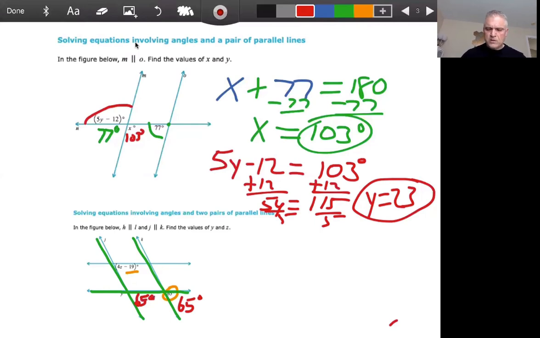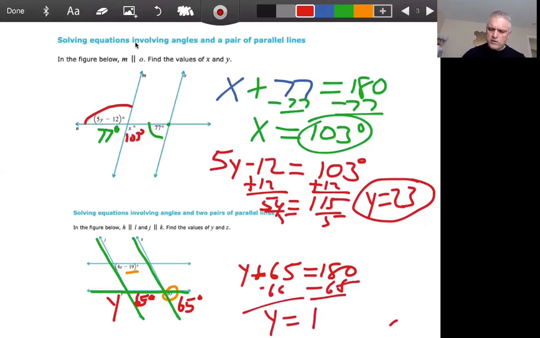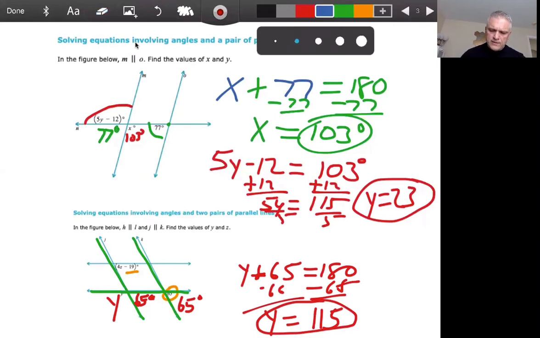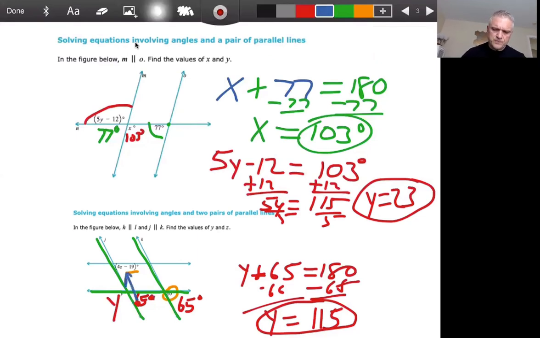Now that I know that's 65 and that this is y, these are a linear pair. So I know that y plus 65 equals 180. Awesome. I'm going to subtract 65, subtract 65. Y is equal to 115. And then finally, now that I've got this position as a 65 already, I'm pretty close to the x.